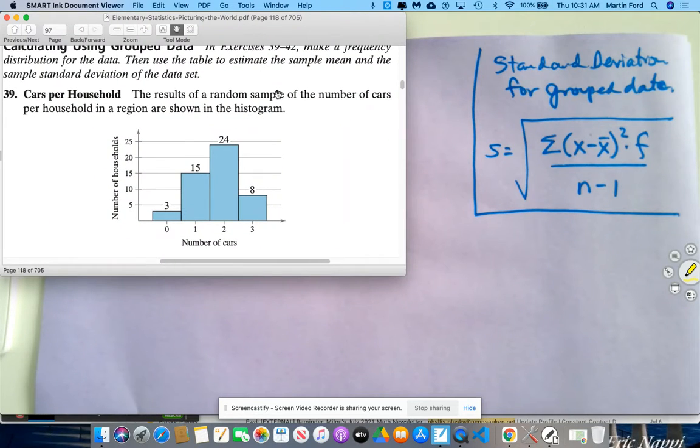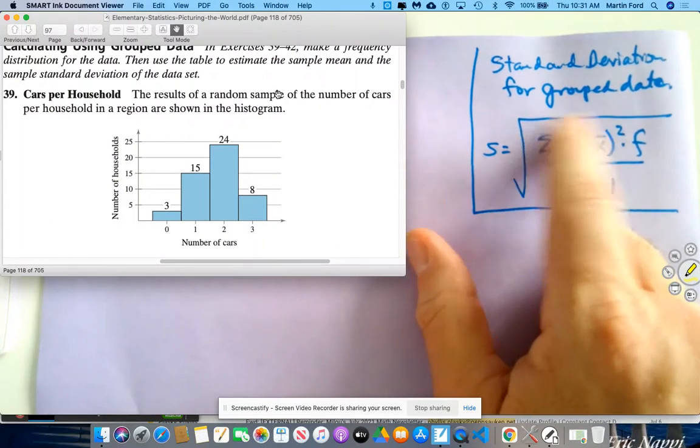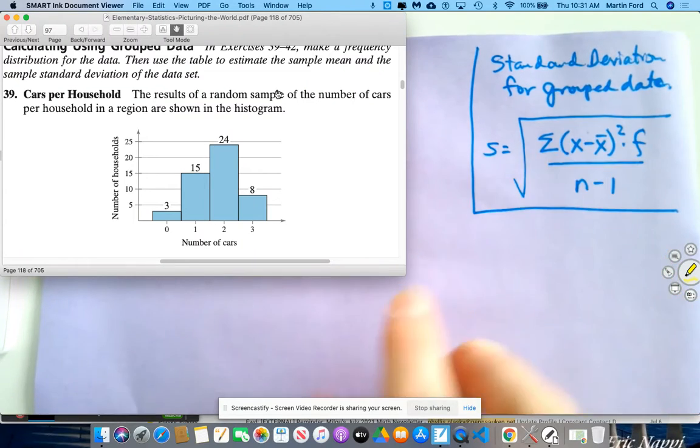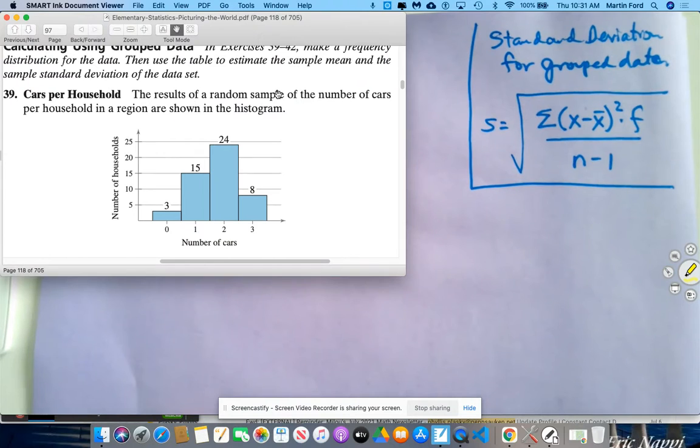Okay, guys, so this video is going to show you how to find the standard deviation for a set of group data. This data on your screen represents the number of cars per household, and there was a survey that went out. You're going to see that 3 households have 0 cars, 15 households have 1 car, etc.